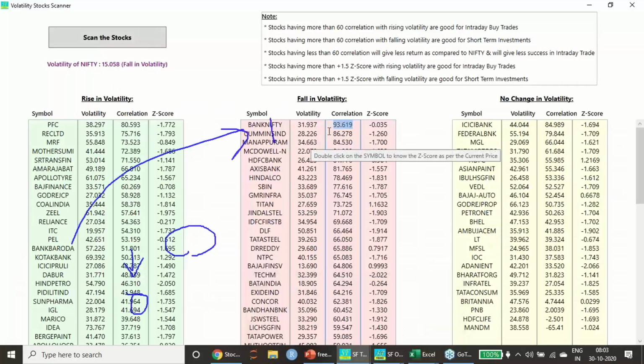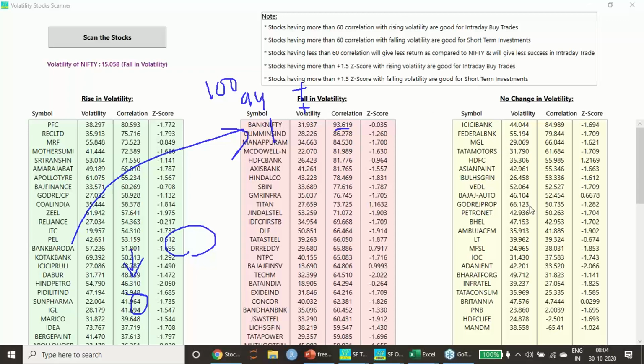So what is correlation? A correlation of 93% says that in the past N data, where N stands for 5 to 10 years of data, 94% of the time Bank Nifty and Nifty move in the same direction. Only 6% of the time there is a deviation. If you take 100 trading days, on 94 days they will move in the same direction. If one is going up, the other will go up. Only on 6 days will there be a deviation. That is what correlation says.